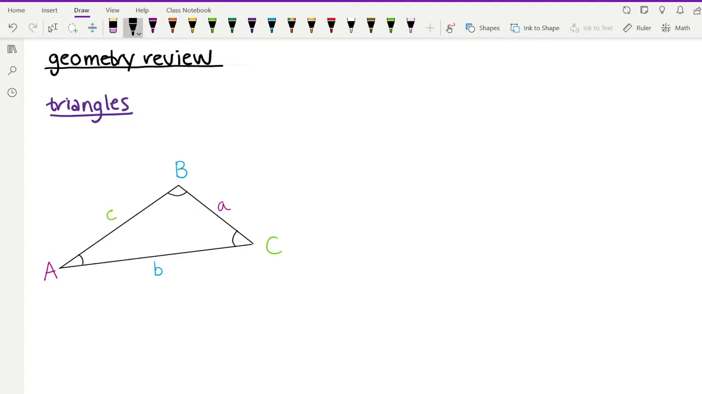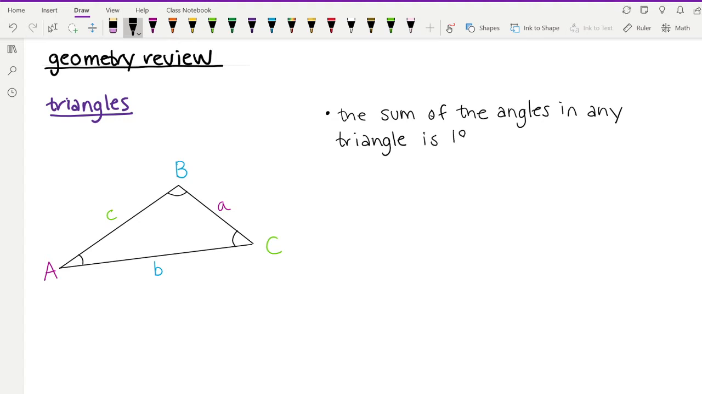Okay, so the first fact I want to remind you about triangles is that if you take the 3 angles in a triangle and add them up, it's always going to add up to 180 degrees. So the sum of the angles in any triangle, and we'll see a lot of different shapes of triangles in this class, but regardless of what that triangle looks like, the sum of the angles in that triangle is always going to be 180 degrees.